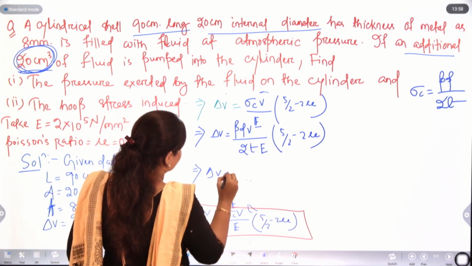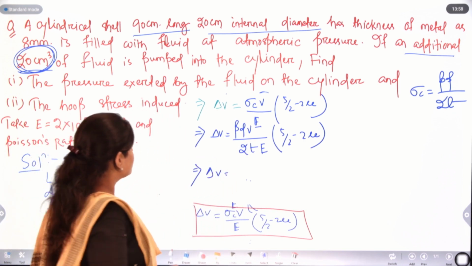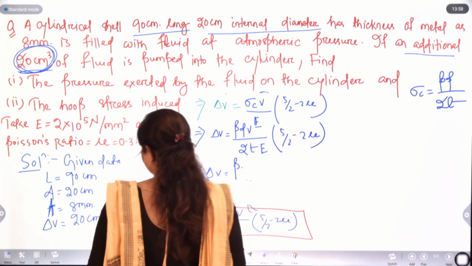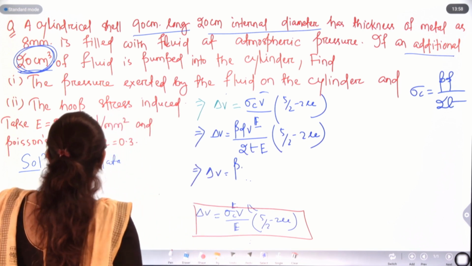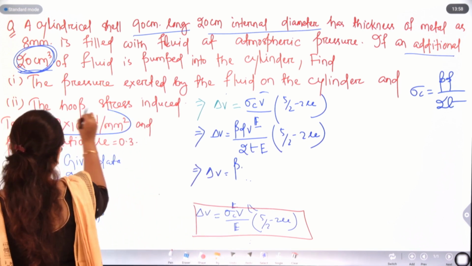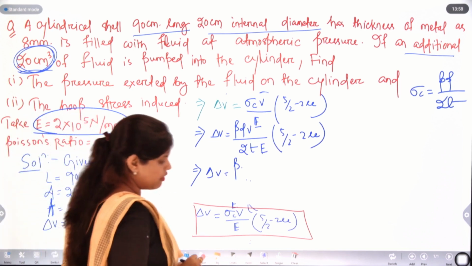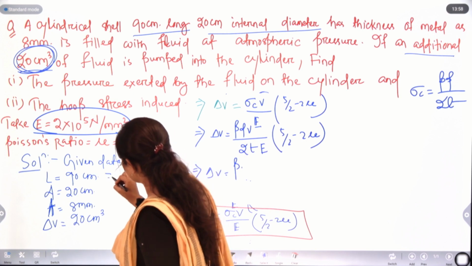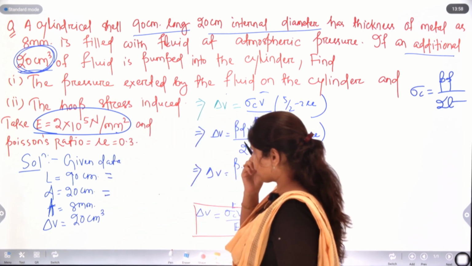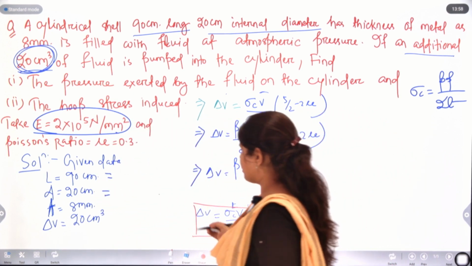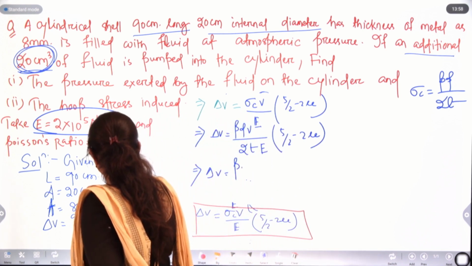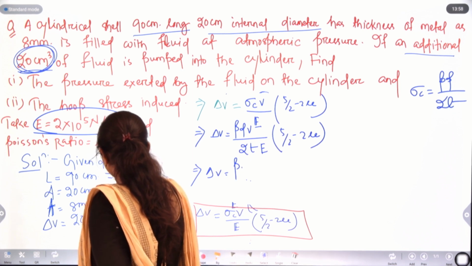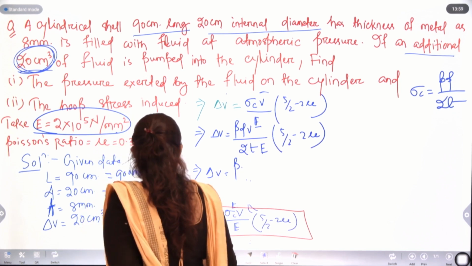So now we can put the values. So P will be there and D is what? 20 centimeter. So we have our E in N per mm square. E is our what? Young's modulus. So in mm square. So we need to convert these things from centimeter to mm. So it will be 900 mm. This will be 200. Sorry.